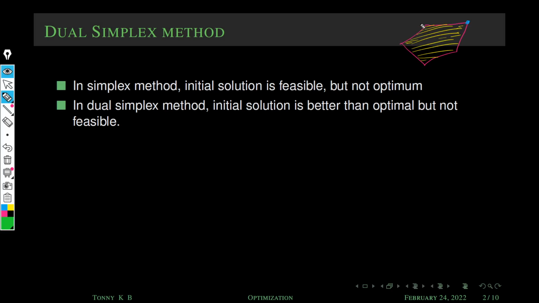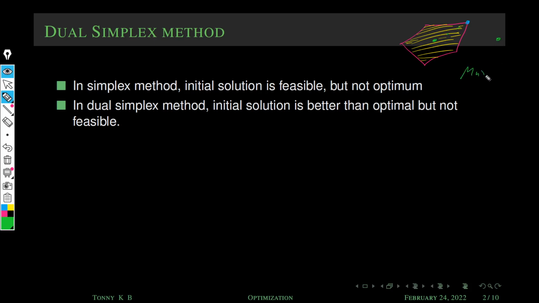That means, suppose this is our feasible region of solution and this is our optimal solution. In the case of the simplex method, we are starting from a solution somewhere here. So this is feasible but not optimal. After some iterations, we will reach this solution. In the case of the dual simplex method, again suppose this is our feasible region. Then we are starting from a better solution, maybe somewhere here. This solution is better than this one.